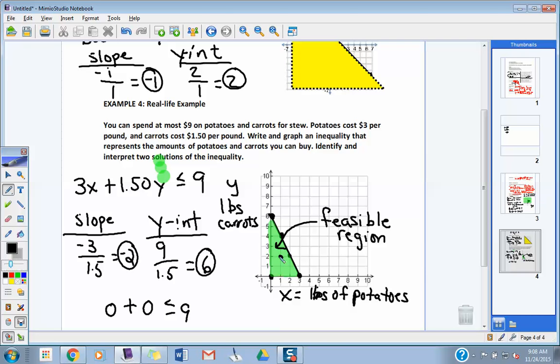Let me ask this question. Could I buy 2 pounds of potatoes and 2 pounds of carrots? Where is 2, 2 at? It's right on the boundary line. As long as that boundary line is what kind of a line? Solid, we can get away with it. Now if that line had been dotted, then you would have said no to this.